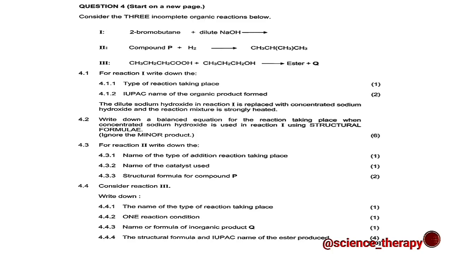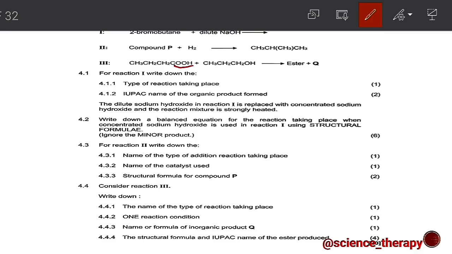For number 1, we have 2-bromobutane plus dilute sodium hydroxide. Then for number 2, we have compound P reacting with 2 atoms of hydrogen to give us an alkane. Then for reaction number 3, we have a carboxylic acid reacting with an alcohol to give us an ester and compound Q. Now 4.1 says for reaction 1, write down the type of reaction taking place.